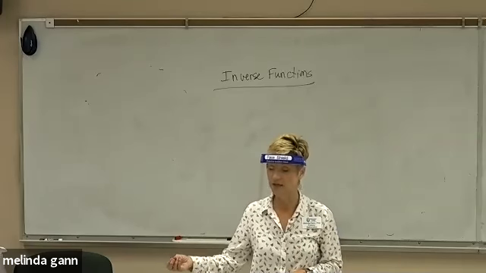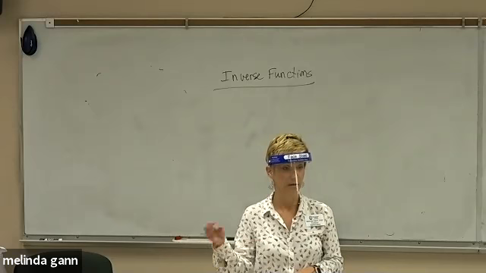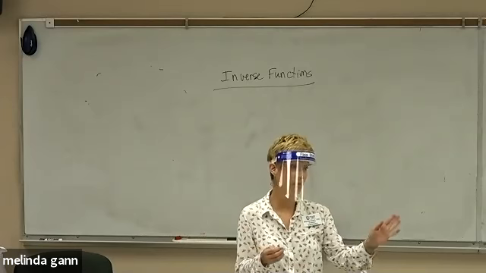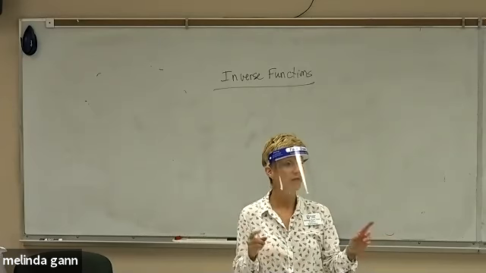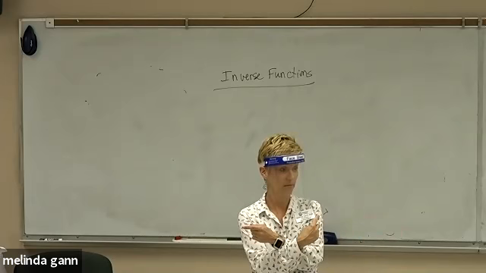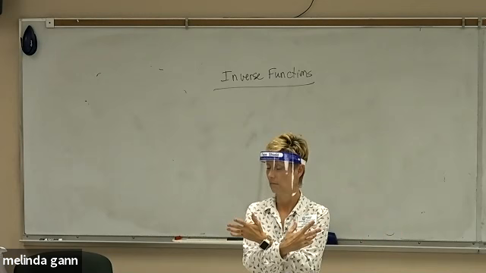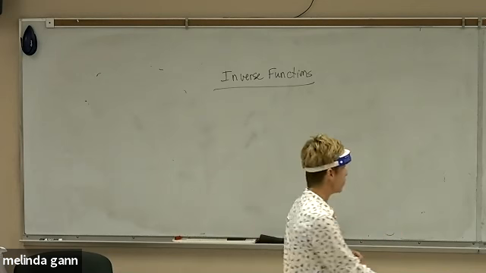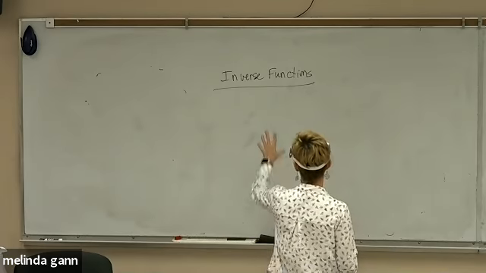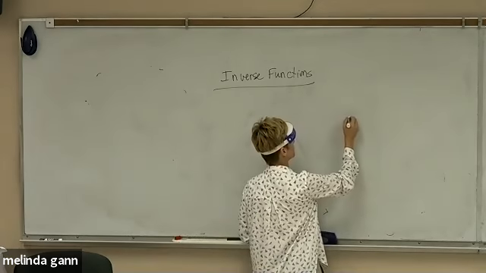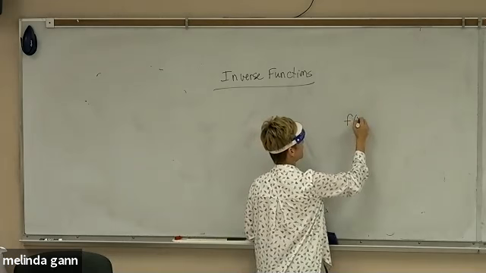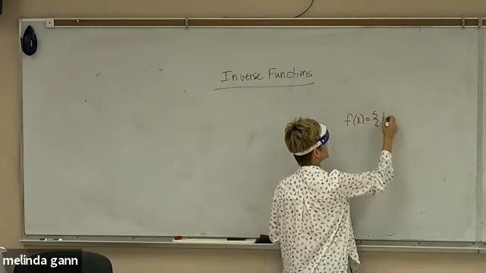What do you call the things going into the function? The domain. What do you call things coming out of the function? The range. The inverse switches them. It switches them. Now, with that said, here's what I mean before I write the formal definition. What if f of x was this list of points?